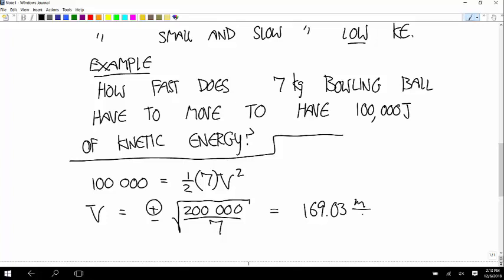169.03 meters per second. So over 300 miles an hour. So don't get in front of that.